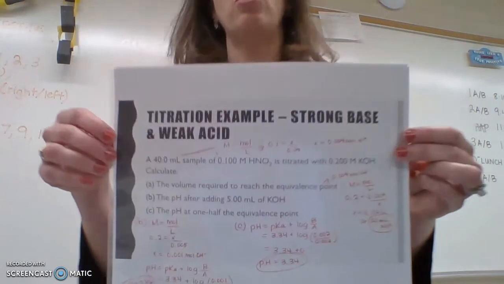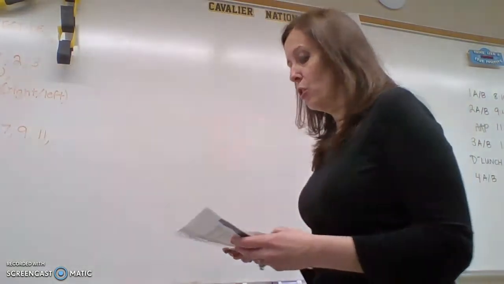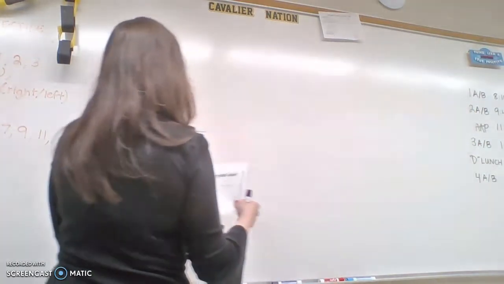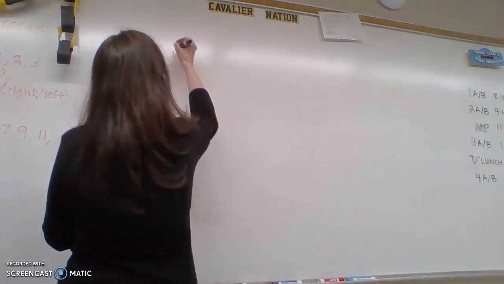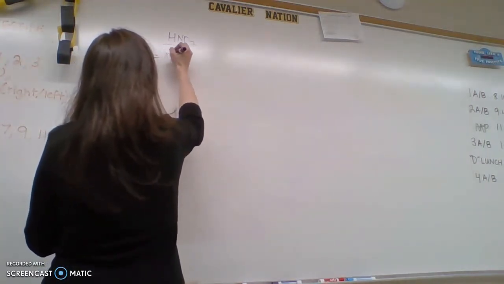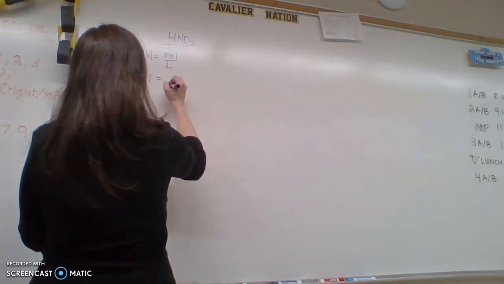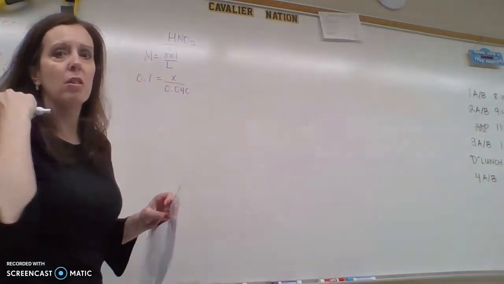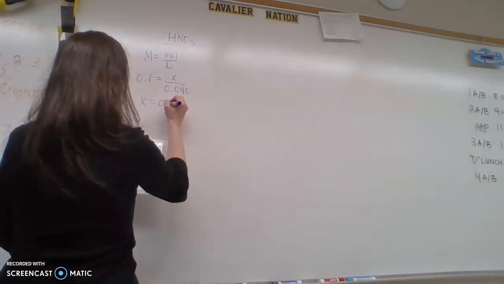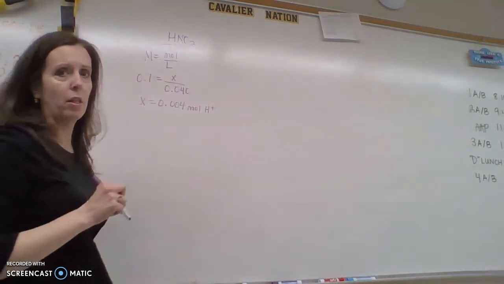I wanted to go ahead and do this titration example that we did in class, and that's in your notes. It is a strong base and a weak acid, and we start them all out the same. I see that I have a weak acid. I want to know how many moles of that weak acid I am dealing with. So I go back to molarity equals moles over liters. I know from the problem that the molarity is 0.1. I know that I have 40 milliliters. That equates to 0.04 liters. So what this tells me is that I'm dealing with about that many moles of H plus from the acid.